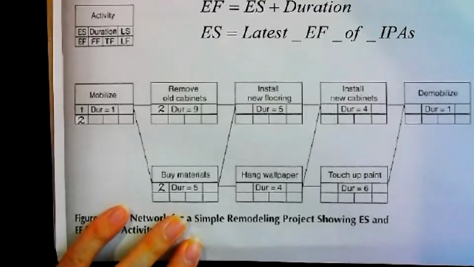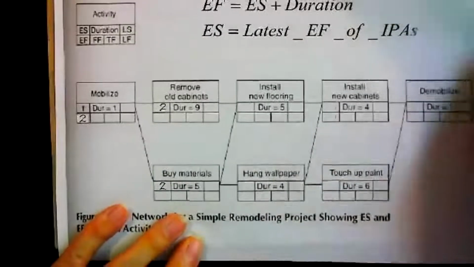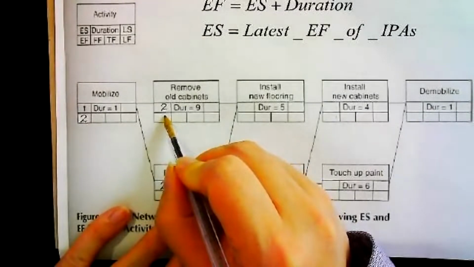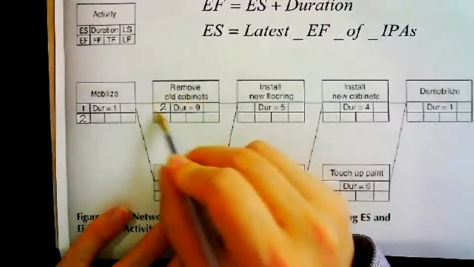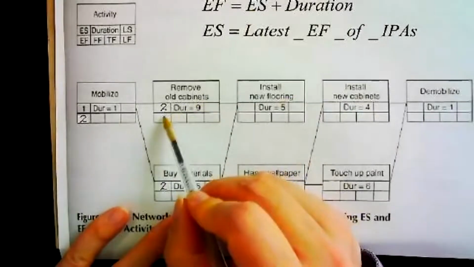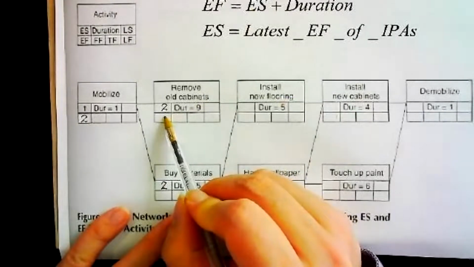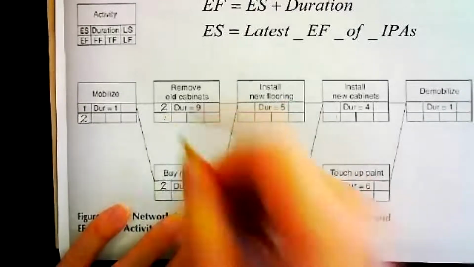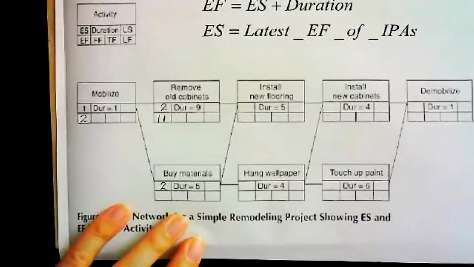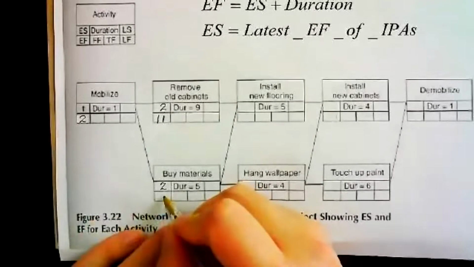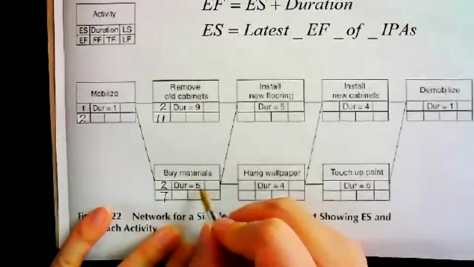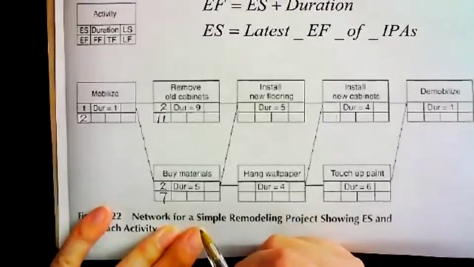Okay, this is what the equation tells us. Then I want to calculate the early finish of this one. We go back to the first equation. What should be the value I put in over here? 11. 2 plus 9 is 11. Okay, very good. What about here? 7. Very good. 2 plus 5, this is 7 over here.